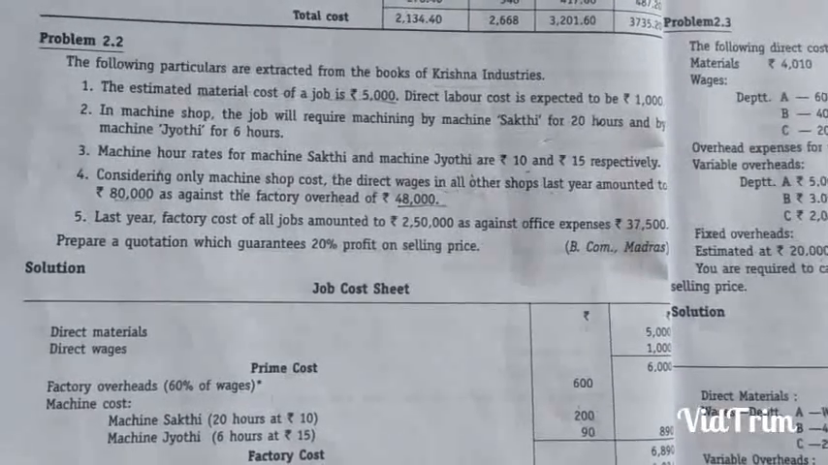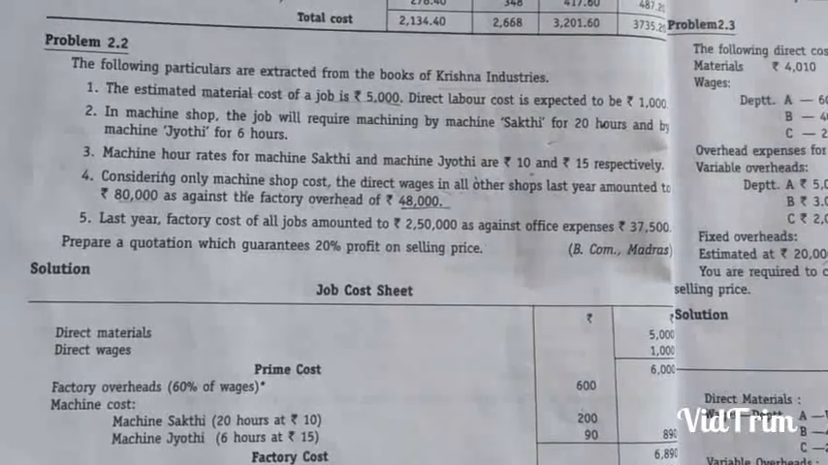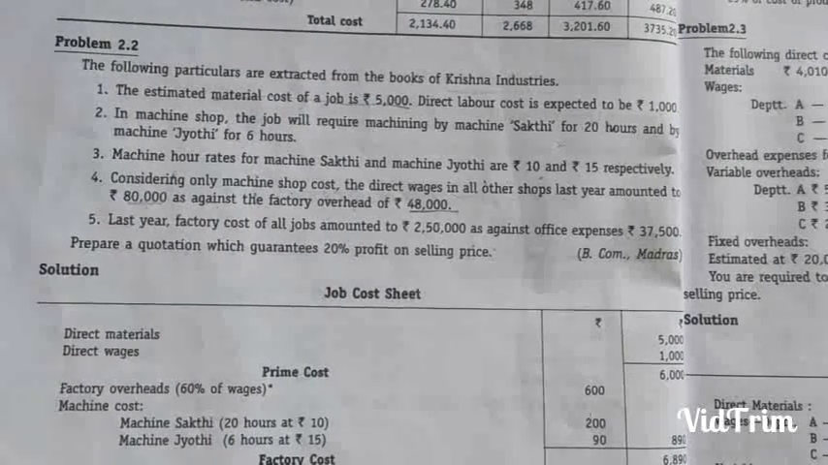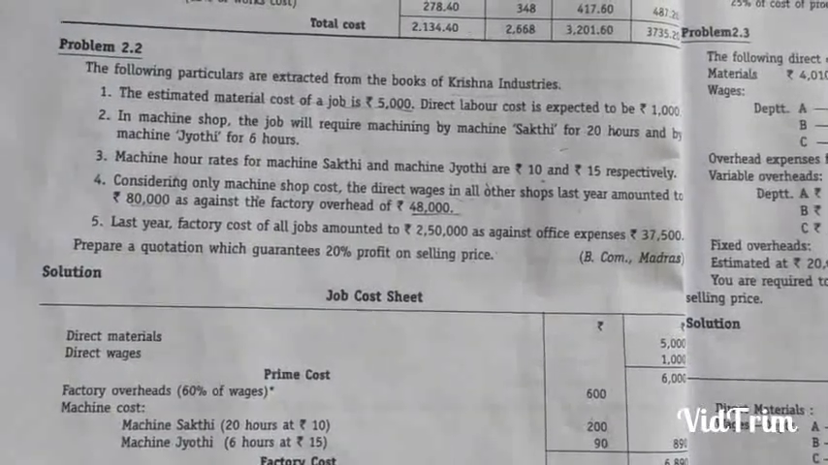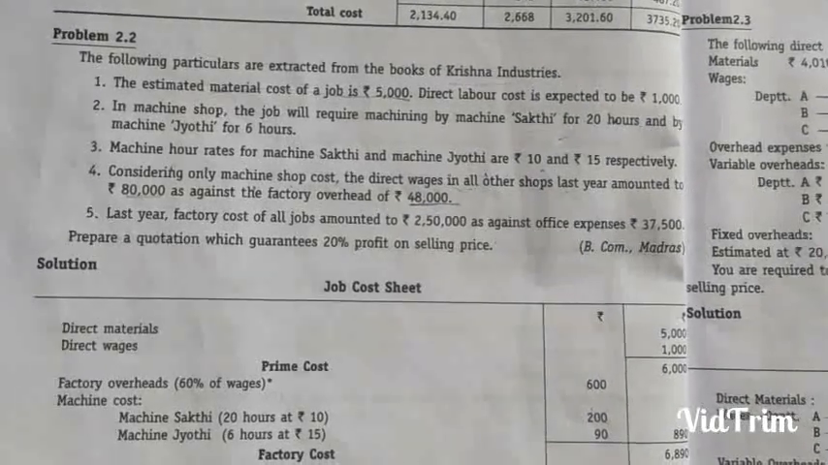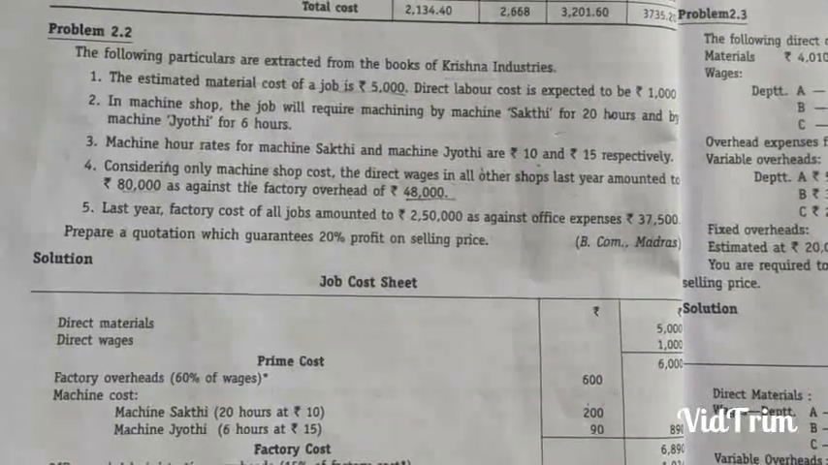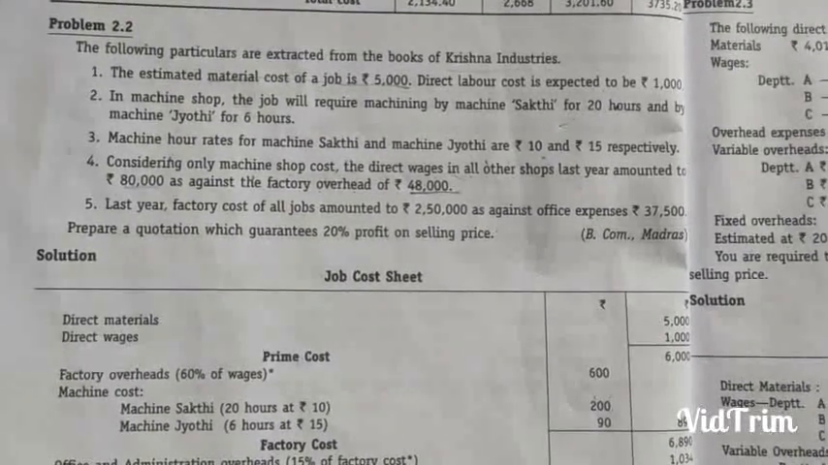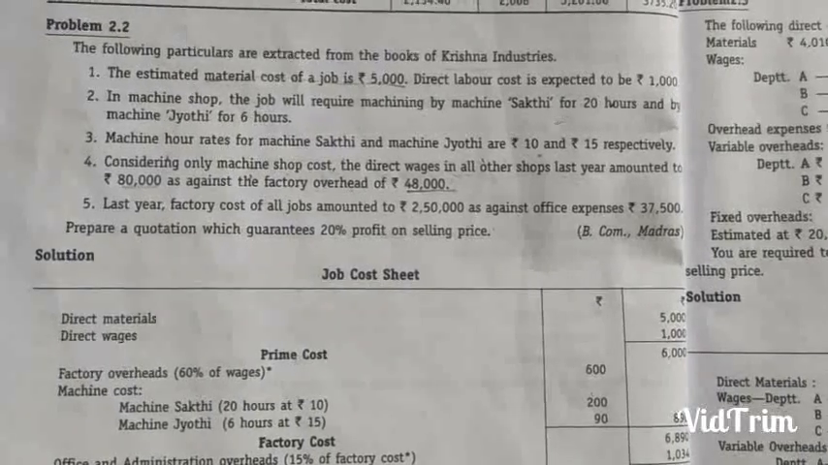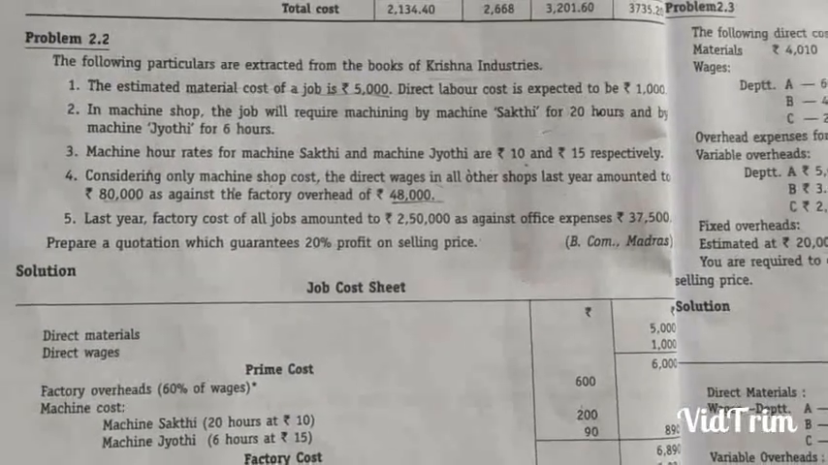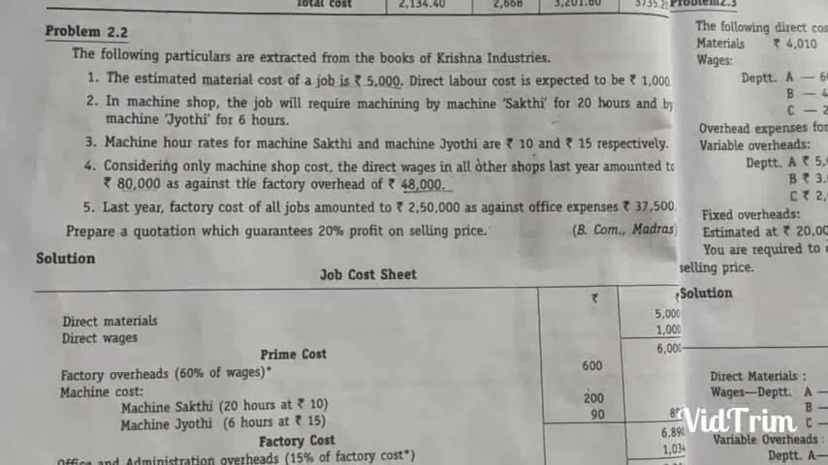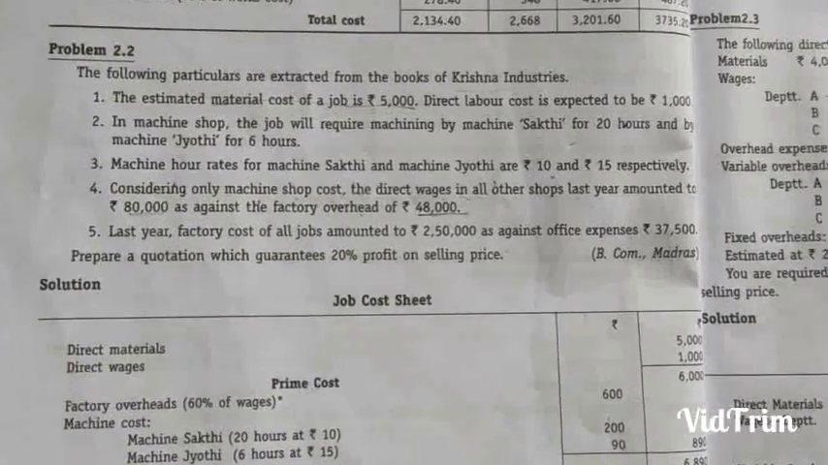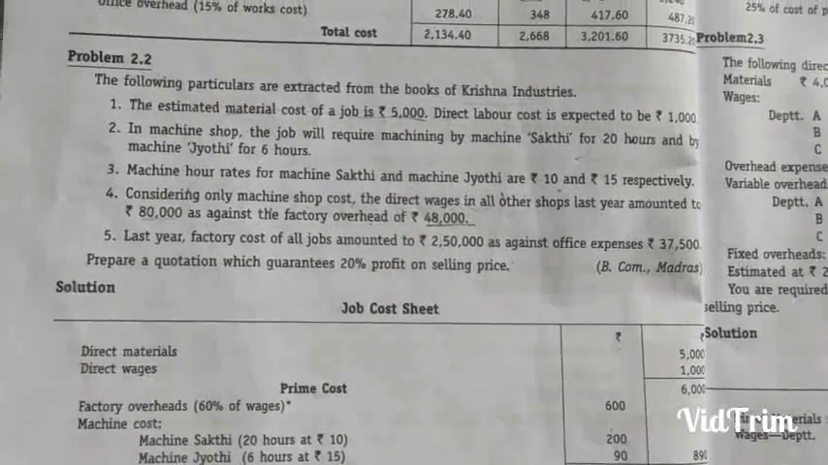So against the direct wages of 80,000, the factory overhead was 48,000. So your factory overhead was a certain percentage of your direct wages. That is what you are going to find out, and based on that percentage you will take it for this expected cost sheet as well. How will you find it out? You have a formula, or you can do cross multiplication. I will teach you both methods, and you can follow whichever is simple for you. So first, the working note.